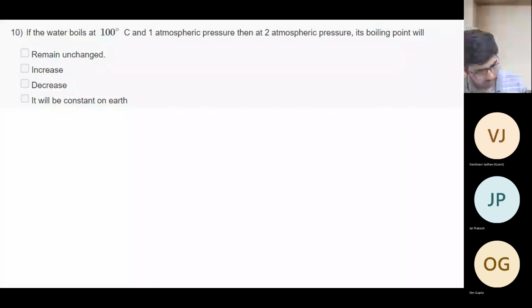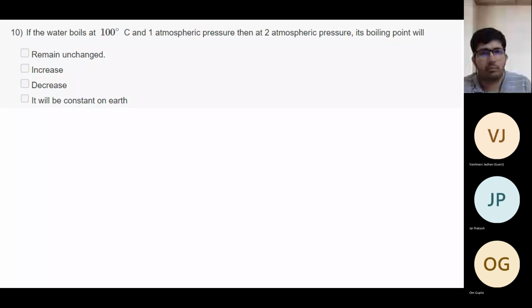Option 3. Option number 3. Actually, read the question again. If the water boils at 100 degree at 1 atmospheric pressure, then at 2 atmospheric pressure, its boiling point will be... We are increasing the pressure. It will increase.